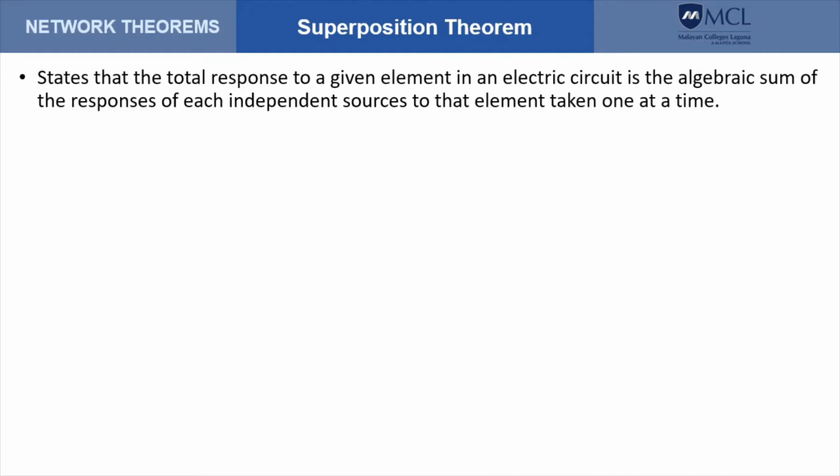It states here that the total response to a given element in an electric circuit is the algebraic sum of the responses of each individual source to that particular element if the sources are taken or applied one at a time. So let me explain this statement by giving an example.